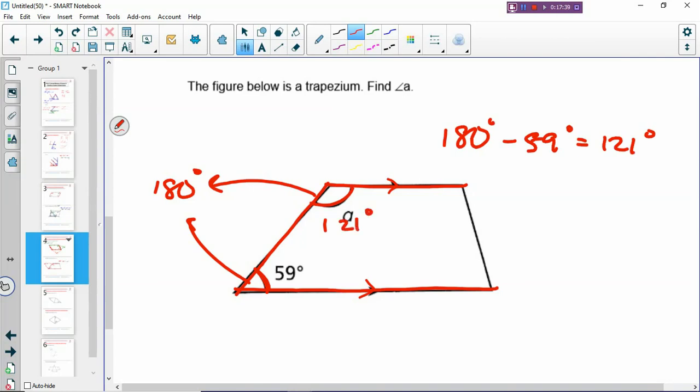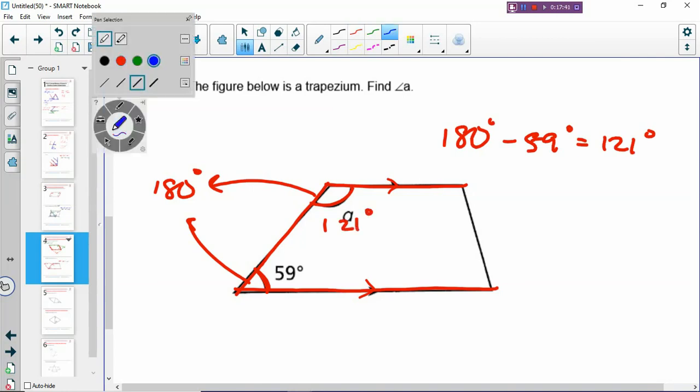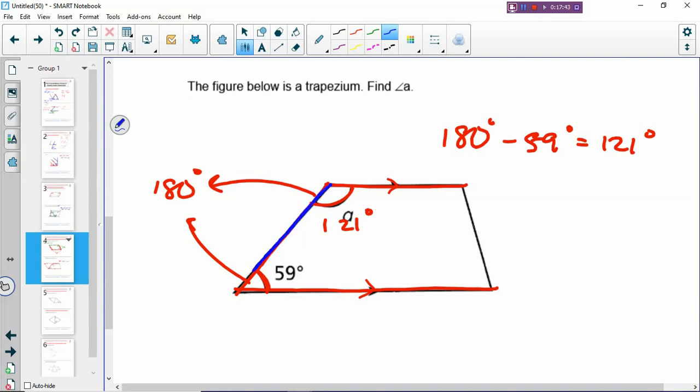Now the lesson is this. Can you see these two lines and this line? Do you think the two angles will add together to equal 180? No, it cannot be.